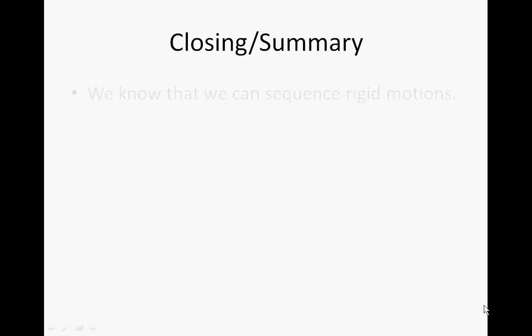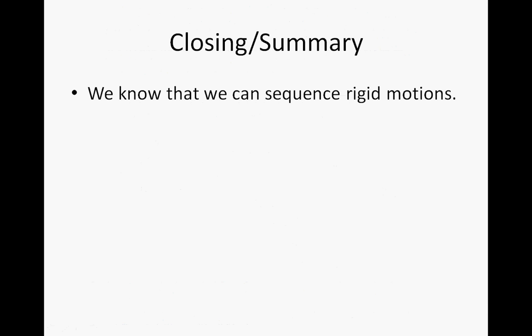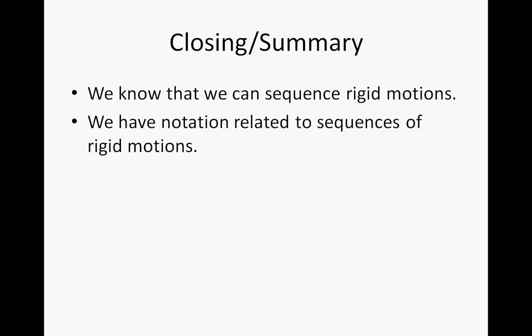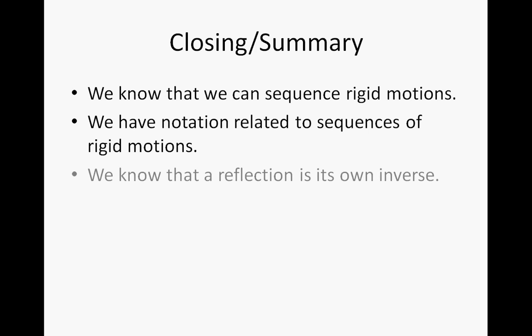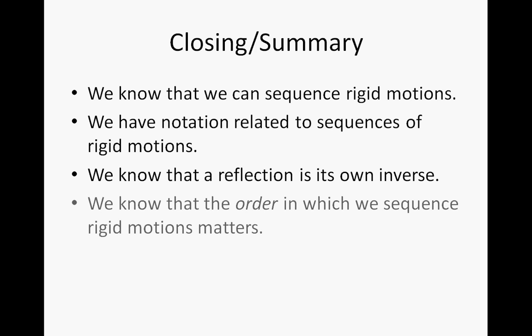Alright, let's summarize. We know that we can sequence rigid motions, any of the three: translation, rotation, or reflection. We have notation related to sequence of rigid motions, so we know how to denote when we're moving by primes, double primes, triple primes. And we know that a reflection is its own inverse, so to reflect again means to reflect back to its original spot. And we know that the order in which we sequence rigid motions matters. All right, we'll see you in class.